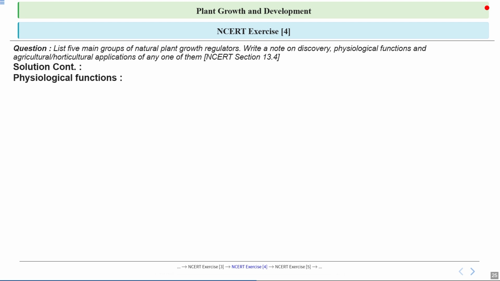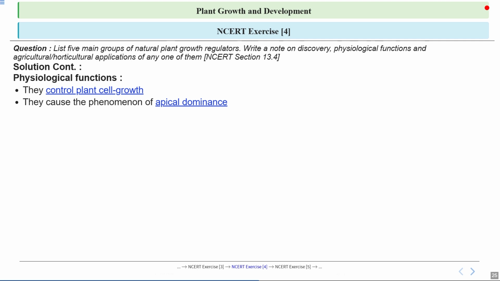Let's talk about physiological functions. First, auxins control plant growth. They help cells elongate, which is essential for the plant to grow taller and for roots to extend deeper into the soil. Next, auxin causes the phenomenon of apical dominance. This means the main shoot grows more vigorously than the side branches, helping the plant reach more sunlight. Just like a tree growing taller in a forest to outcompete its neighbors.